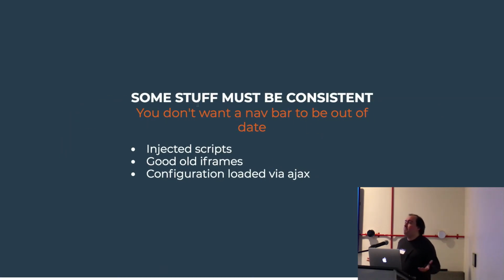So there's some stuff that must be consistent where eventual consistency will not work. For example, our nav. If I had a menu on it, you don't want it to be present when I'm on one application and then not be there when I'm on another. So how do we handle this?